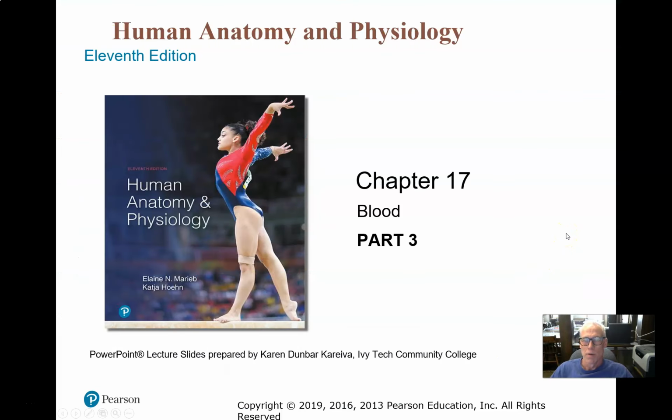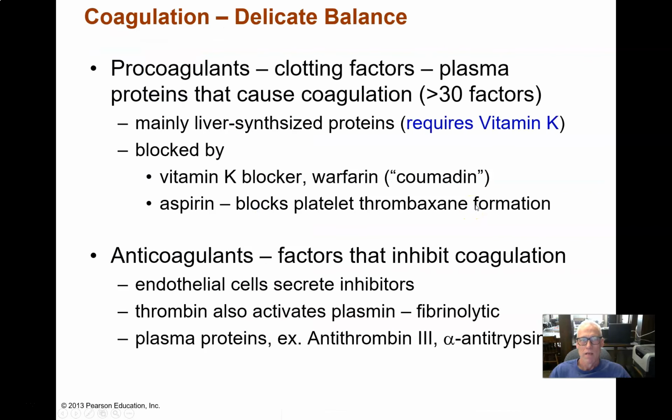This is the third part as we wrap up our chapter on blood, chapter 17 of our Human Anatomy and Physiology text. Just finished looking at coagulation and how it works. Now we're going to talk about factors that promote coagulation and factors that inhibit coagulation.